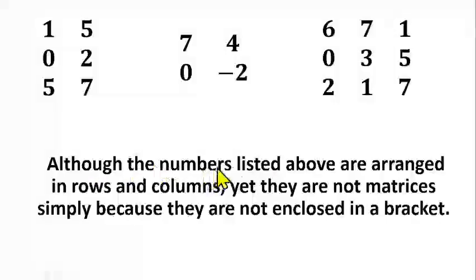So although the numbers listed above are arranged in rows and columns, yet they are not matrices simply because they are not enclosed in brackets. So don't forget that not only arranging the numbers in rows and columns makes it a matrix, but those numbers must be enclosed in curved brackets. Do we understand that now? Good. Now let's go to the next thing in our agenda.